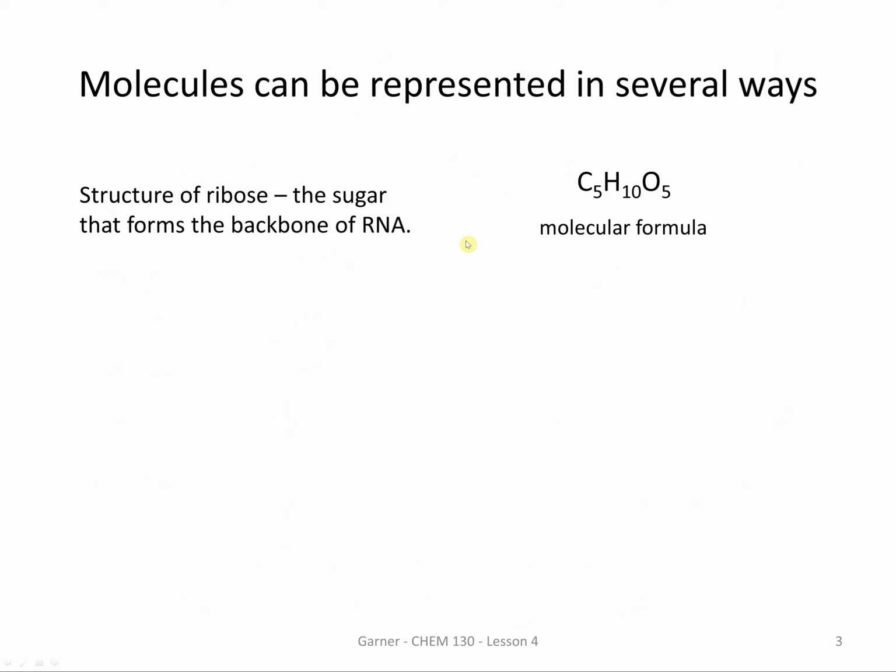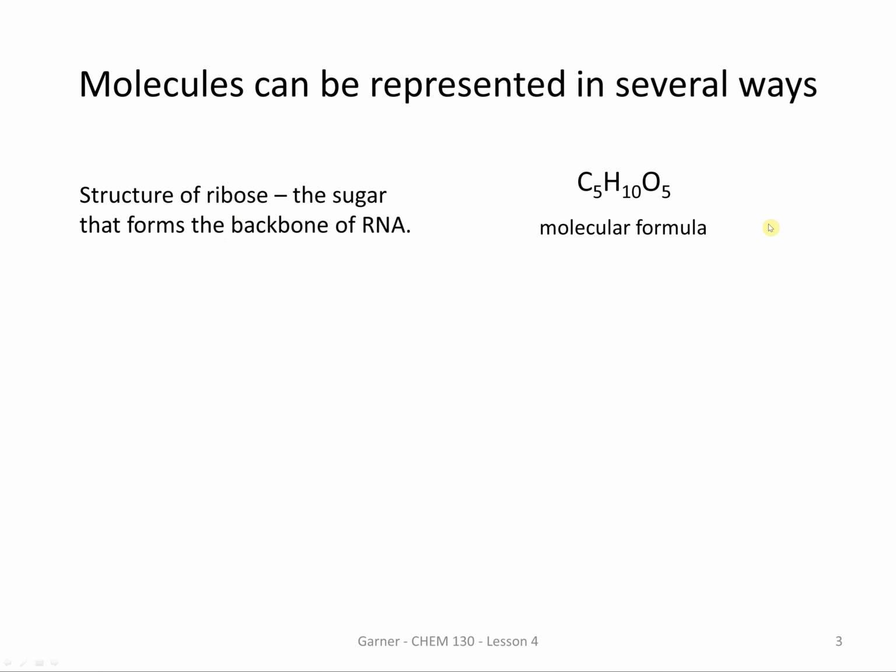Right, molecules can be represented in a number of different ways, and we're going to show a few examples of that here on this slide. We're going to use an example of a molecule known as ribose. So ribose is the sugar that's found in the backbone of RNA, or ribonucleic acid. So this is an important biological molecule.